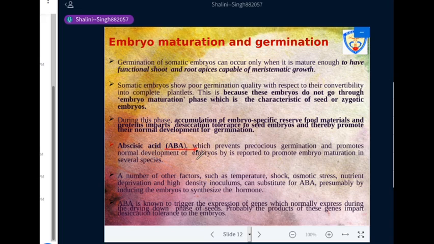Abscisic acid, that is ABA, prevents precocious germination and promotes normal development of embryos and is reported to promote embryo maturation in several species. A number of other factors like temperature shock, osmotic stress, nutrient deprivation, and high density inoculum can substitute for ABA, presumably by inducing the embryos to synthesize the hormone. ABA is known to trigger the expression of genes which normally express during the drying down phase of seeds. Probably the products of these genes impart desiccation tolerance to the embryo.